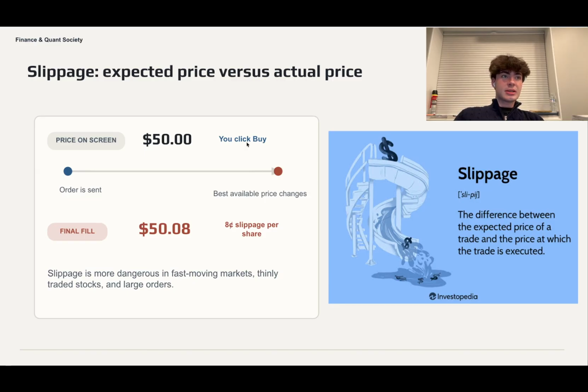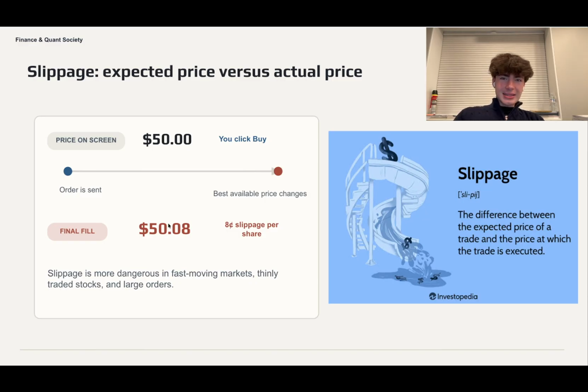So imagine the screen says $50. The share price is $50, and you click buy. But between the time you see that quote and the time your order gets filled, the market moves. Your actual fill ends up being $50.08. And that difference, 8 cents, is called slippage. So 8 cents of slippage per share.